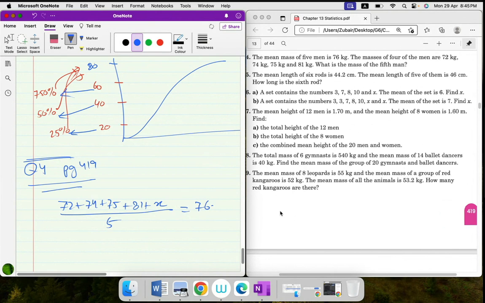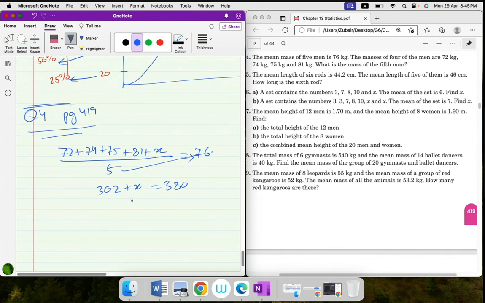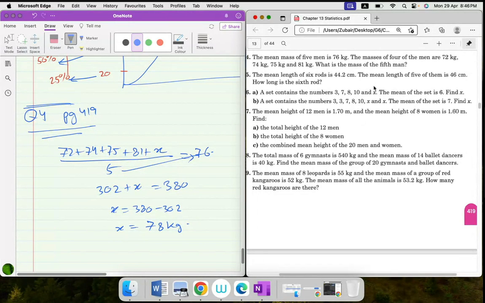72 plus 74 plus 75 plus 81 is 302, plus x, and meanwhile we multiply 5 on the other side, which is 380. x is equal to 380 minus 302, and we get 78. Try question number 5.